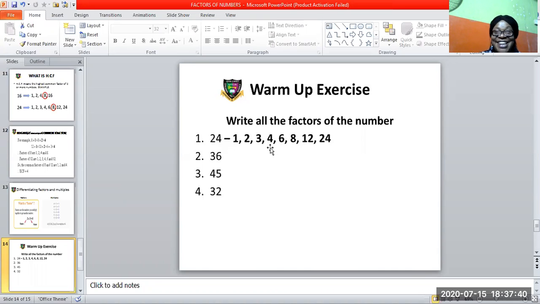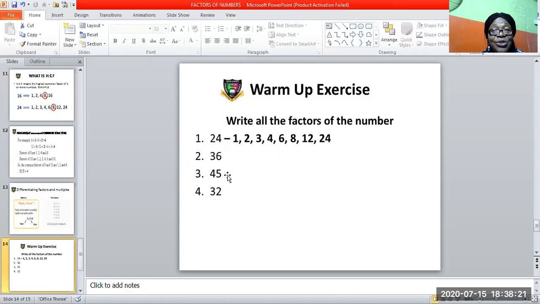Can we work it out? Yes, we can try. Okay, for 36, what are the factors of 36? We say factors of 36 are 1, 2, 3, 4, 6, 9, 12, 18, and 36.